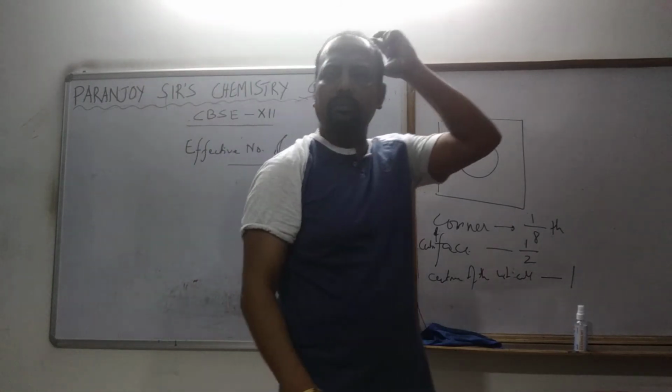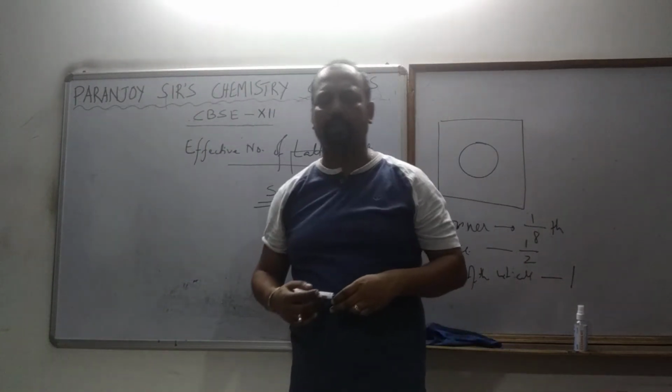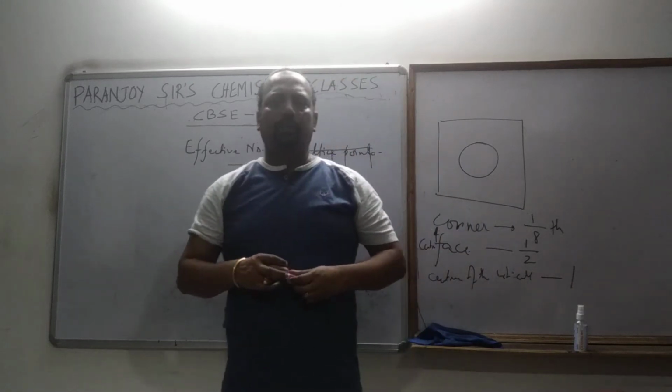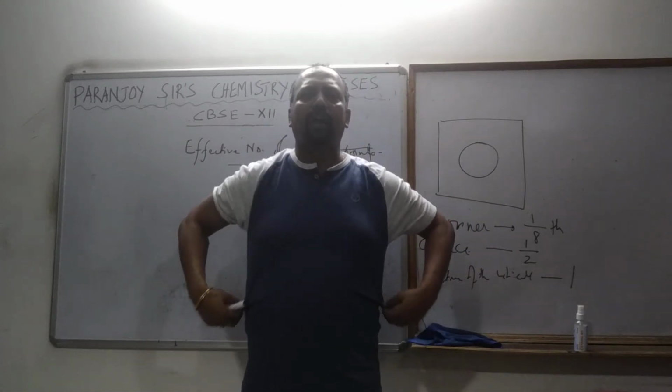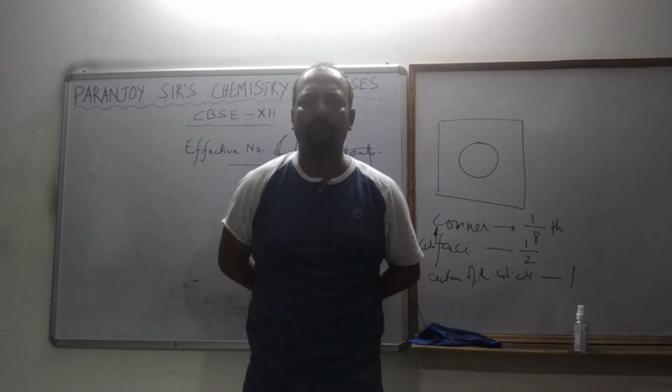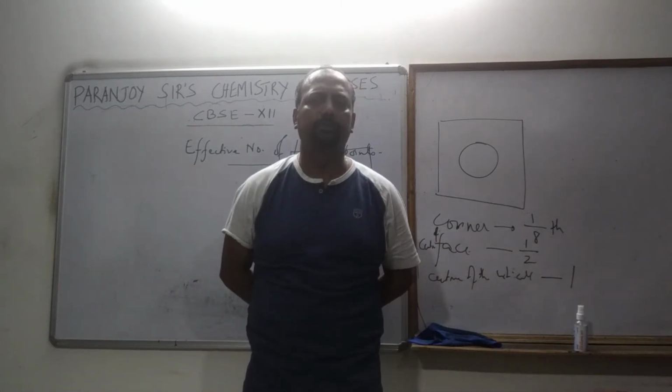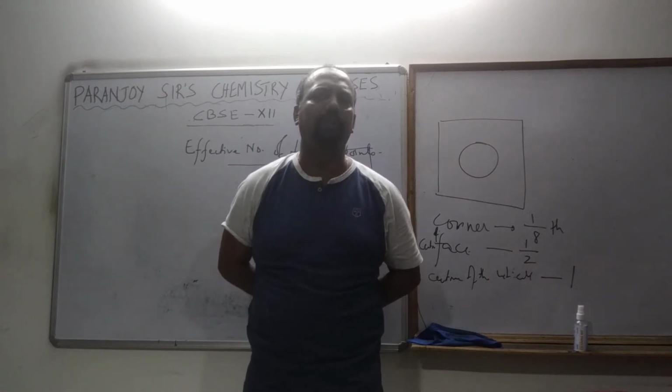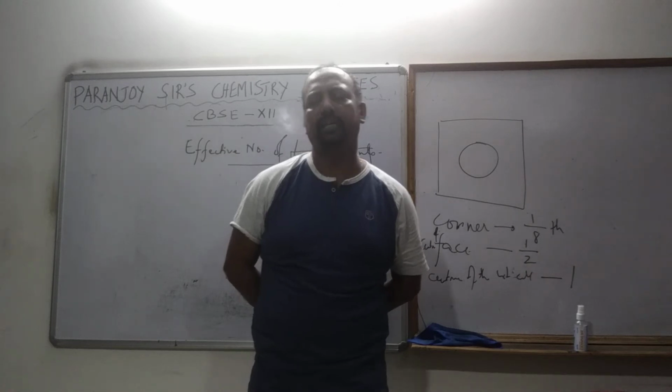What is a simple cubic unit cell? First you tell me, in a simple cubic unit cell, where are the lattice points? We just saw it. At the corners. Only at the corners. How many corners are there? Yes, 8 corners are there.